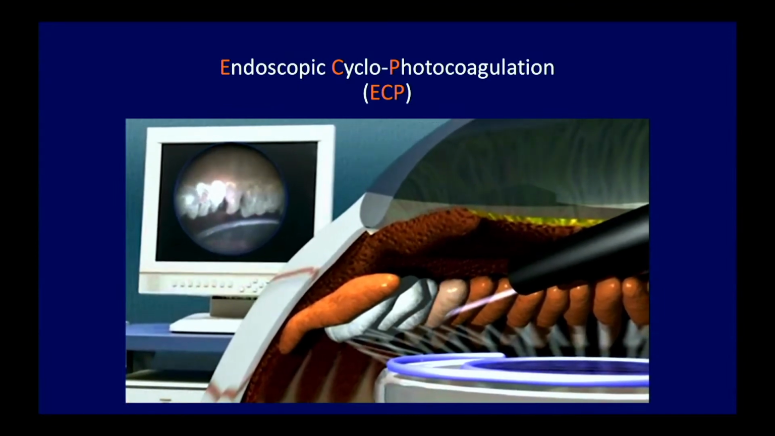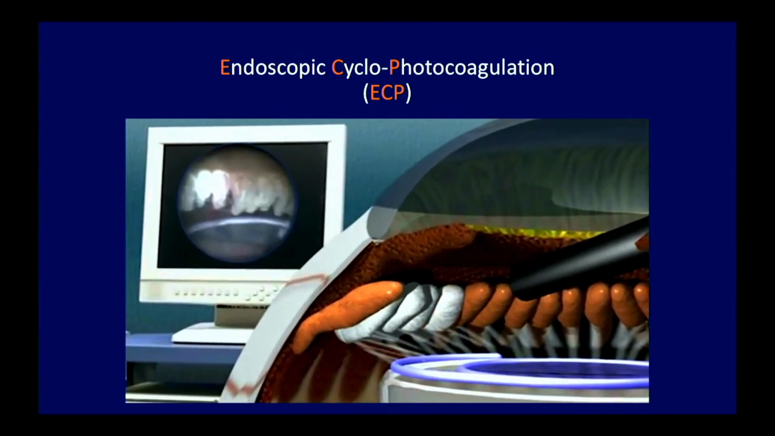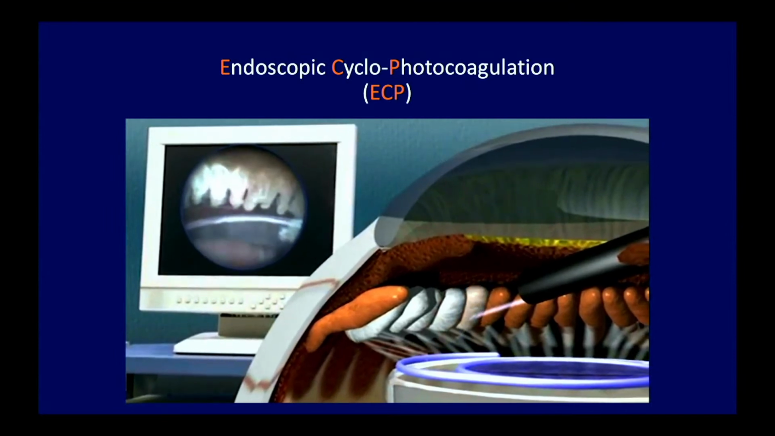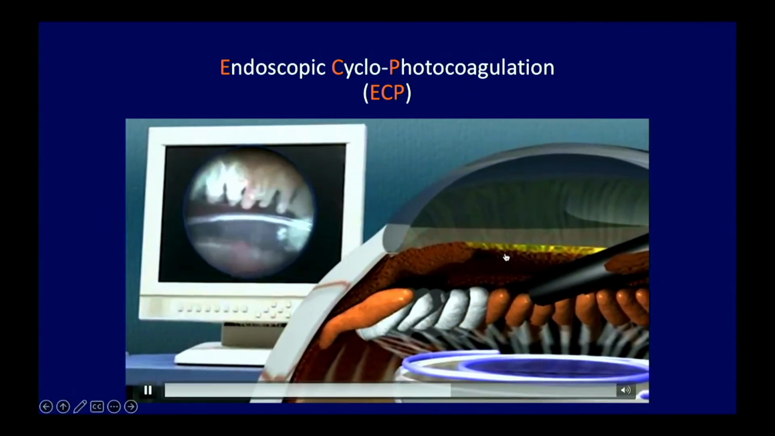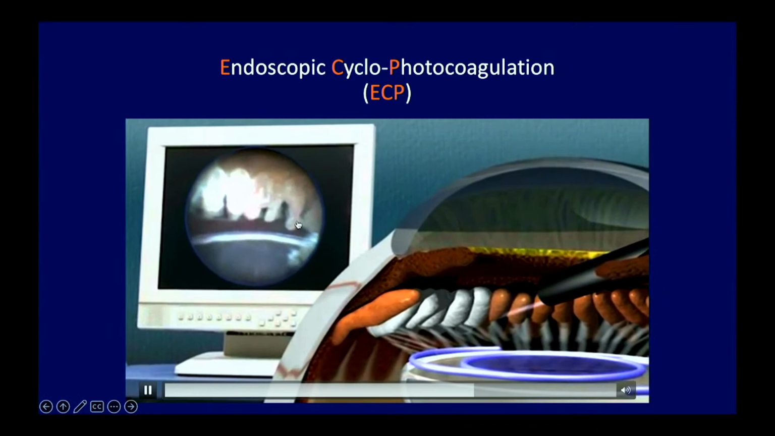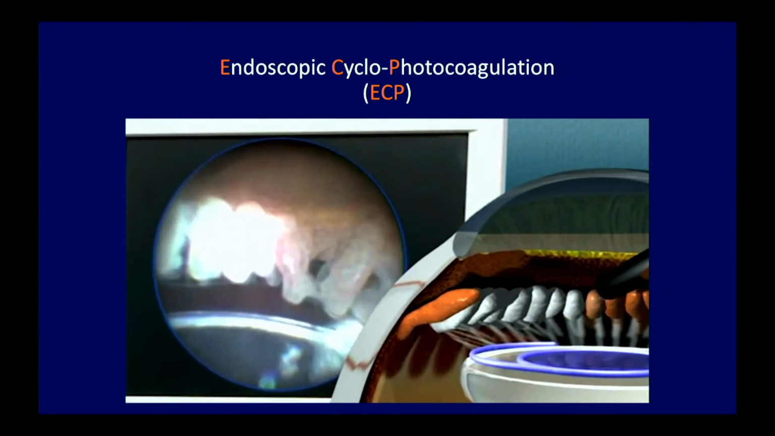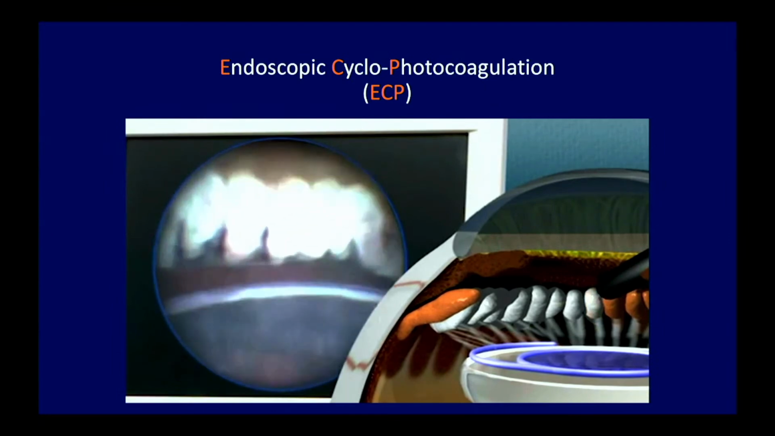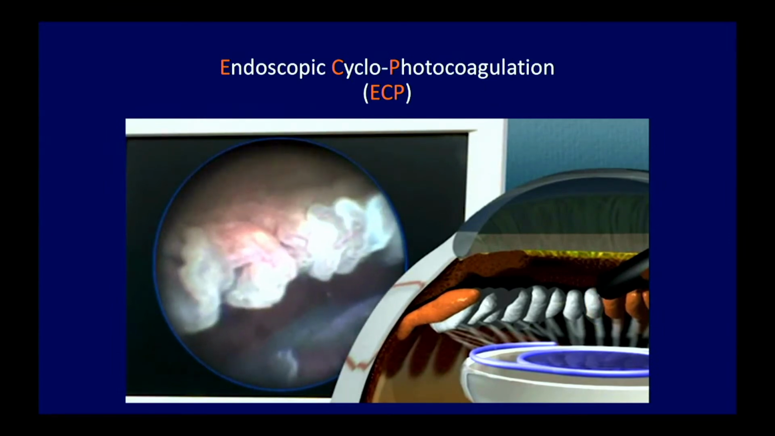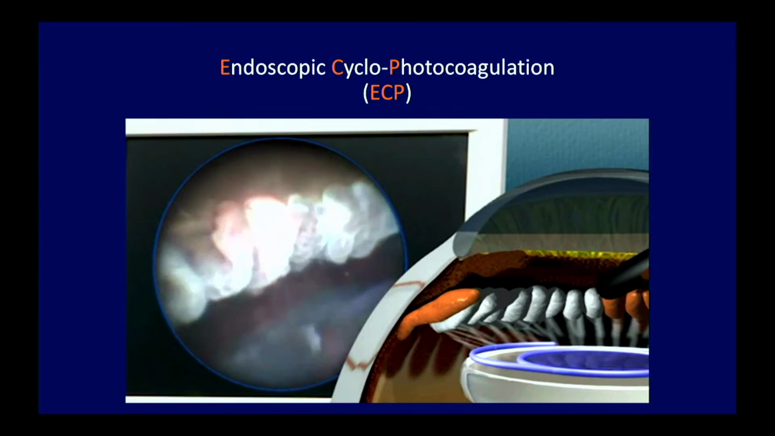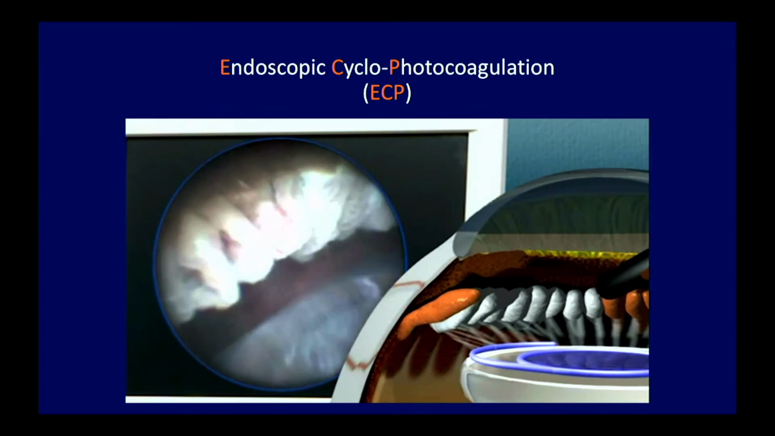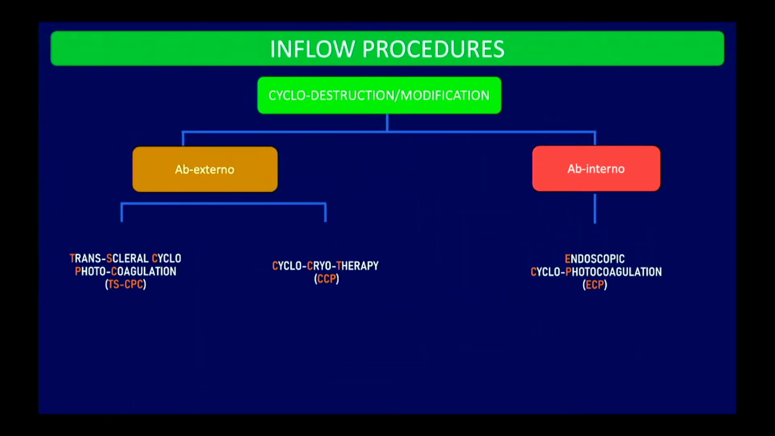When you're doing it from outside, transsclerally, you don't know exactly how much you're doing. But when you're doing it internally, you're visualizing like this on a screen, and then you can see that shrinkage of the process which happens. So you can do as many clock hours as you want depending on how much pressure control you need. So this is a very well controlled way of doing it, and it's called the endoscopic cyclophotocoagulation.